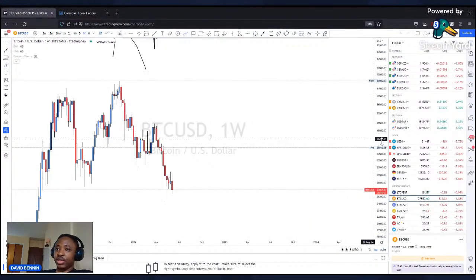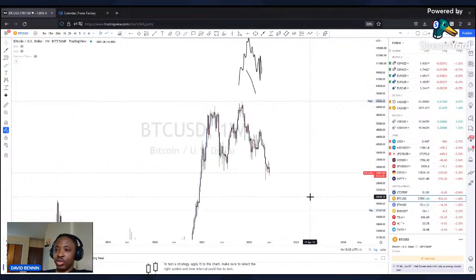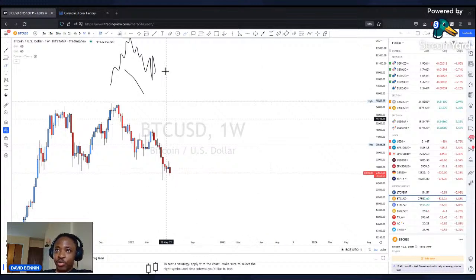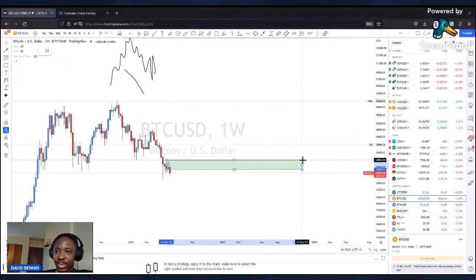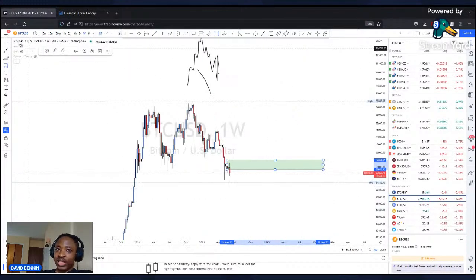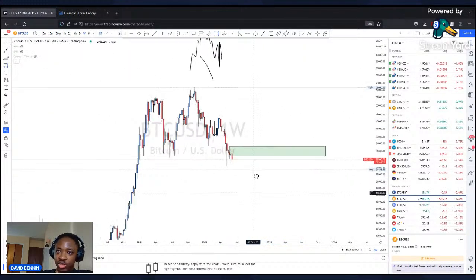I'm still sticking with my 20K targets. What will be very good is if this candle closes bearish like it is, and that would leave this liquidity here. That means that at this point, nothing will be stopping Bitcoin from going to 20K.